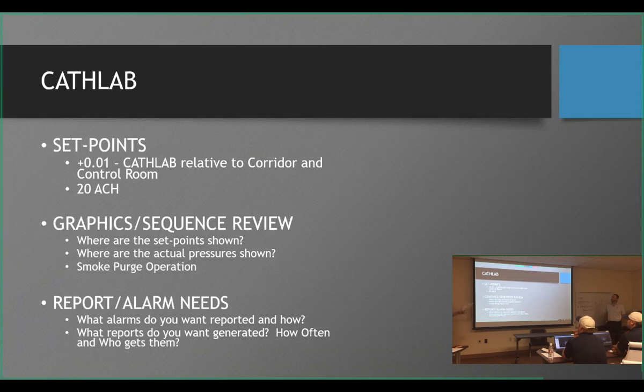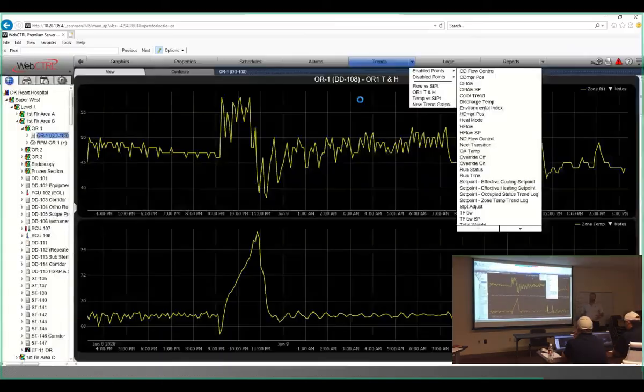There's not much to this one. It's positive relative to the corridor outside, should be maintained at 0.01, and why don't we just look at the graphic. Make sure you guys are familiar with what that's at. The other thing is, similar to the ORs, we do have a smoke purge mode or smoke evacuation mode.